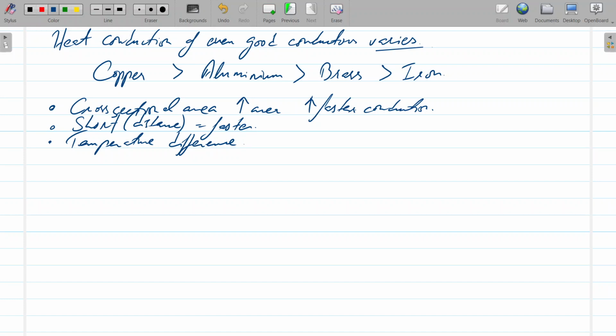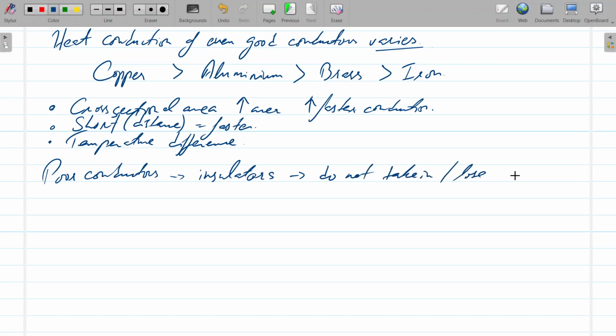Now, the poor conductors of heat are also sometimes called insulators because that's what they're used for. Depending on what's happening, they either do not take in or lose heat. In either case, they do not transfer heat very well.